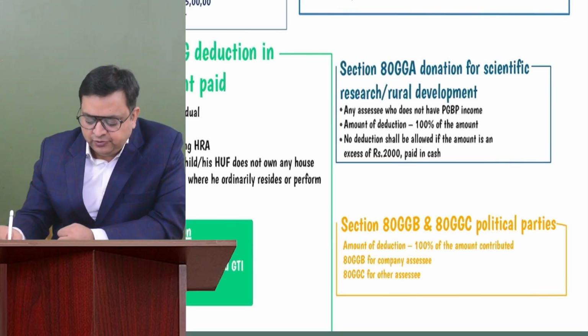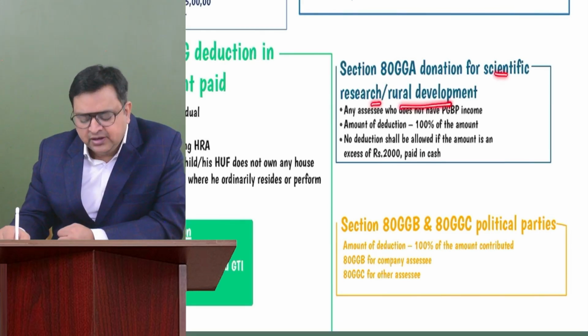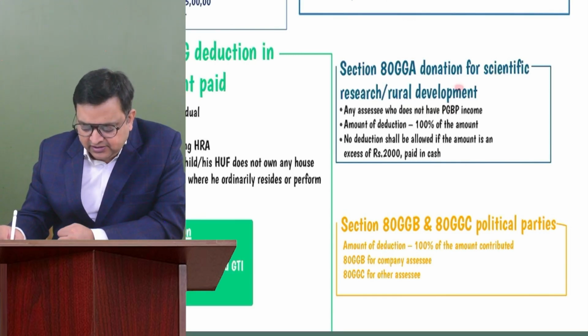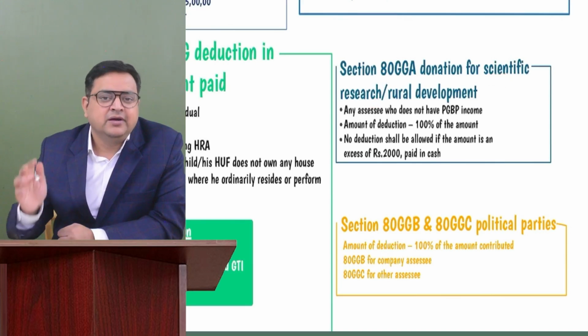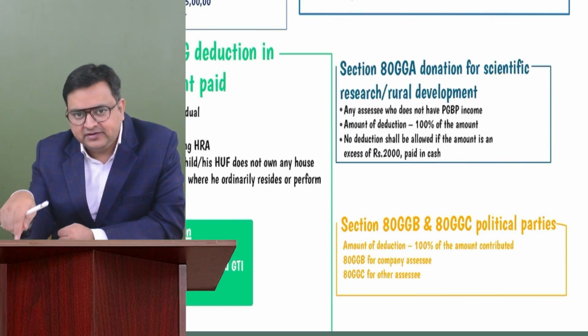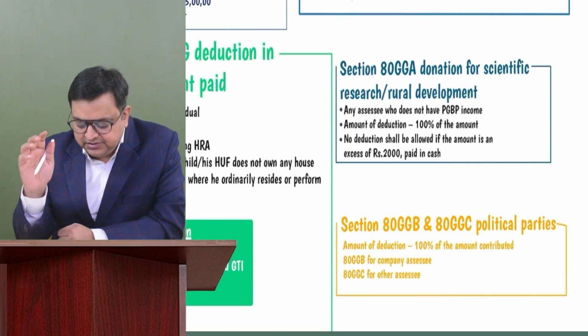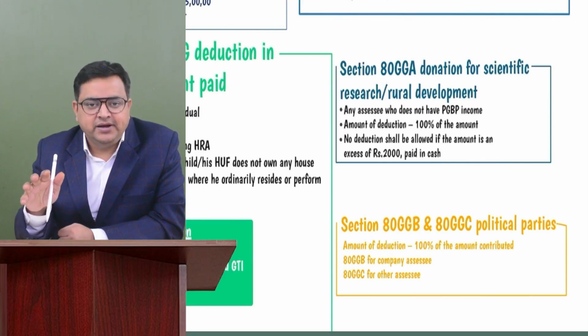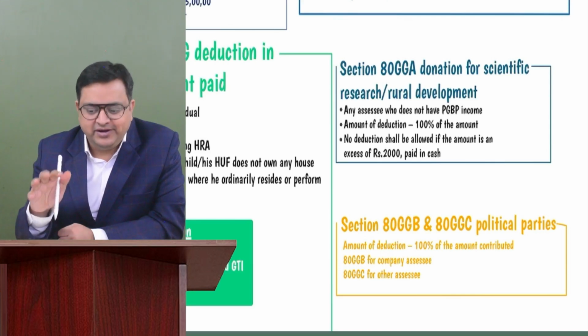If they have donated to a Scientific Research Association or for approved rural development, urban development or poverty eradication fund, there you can get the deduction. Mostly scientific research is important. So PGBP, section 35; non-PGBP, section 80GGA, provided this person is following the optional regime only.